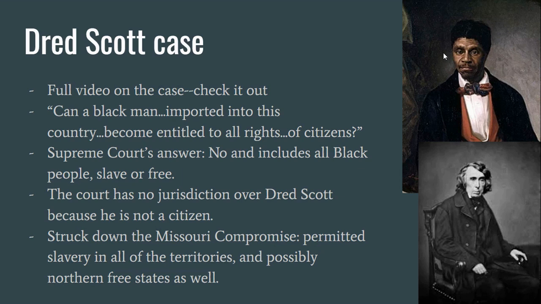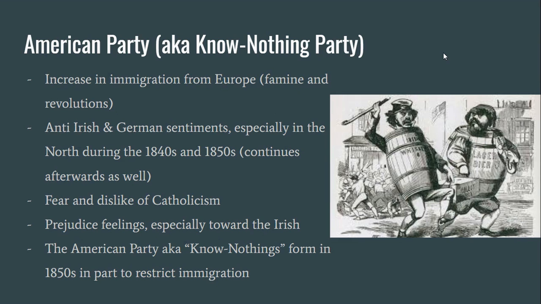The Supreme Court's answer was no, and even took it a step further to include all black people, slave or free. Taney argued that the court has no jurisdiction over Dred Scott because he is not a citizen. Taney then went even further and took a very bold step in striking down the Missouri Compromise, which, depending on how a person interpreted the decision, made it seem like slavery was now open in all the territories, and possibly all the states.